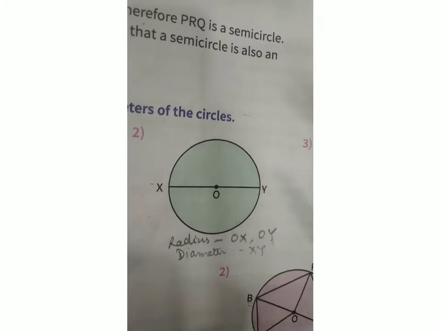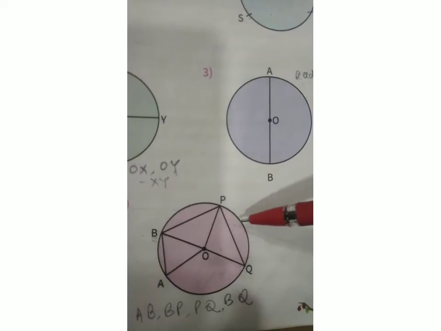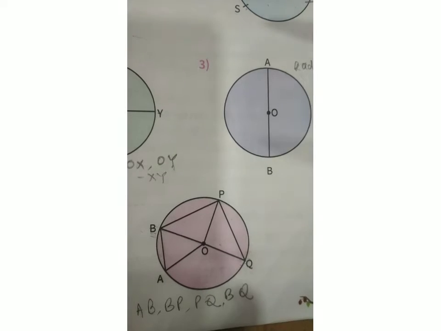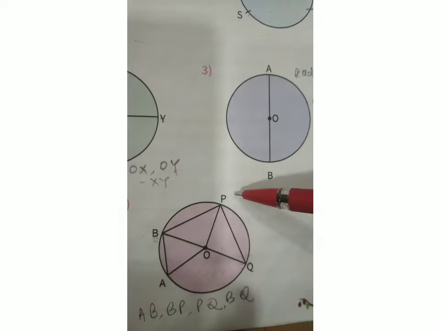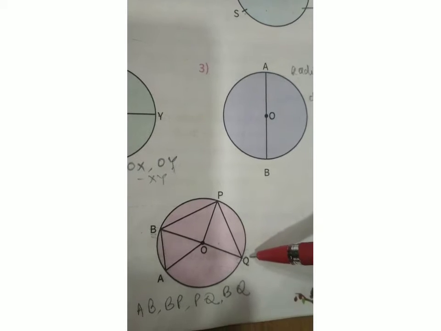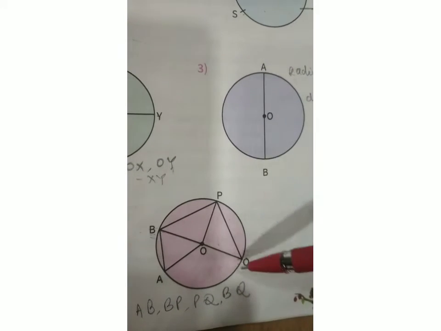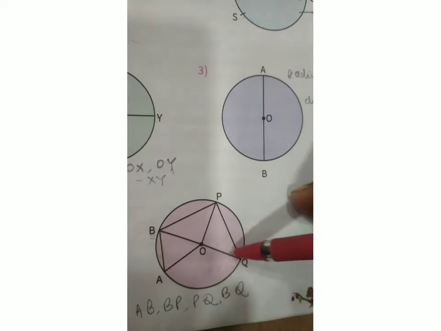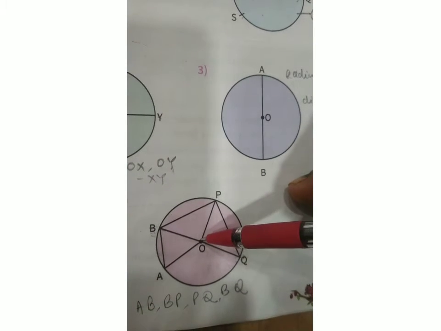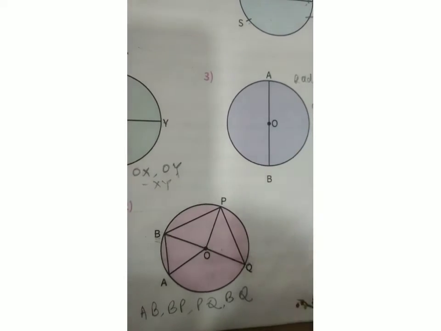Okay. In this figure, it is asked that what are the chords. So here chords are AB, BP, PQ and BQ is also a chord. Fine. And this is the longest chord which is diameter because it is passing through the center. Now here is a question. Find the diameter of a circle whose radius is 5.4 centimeter.